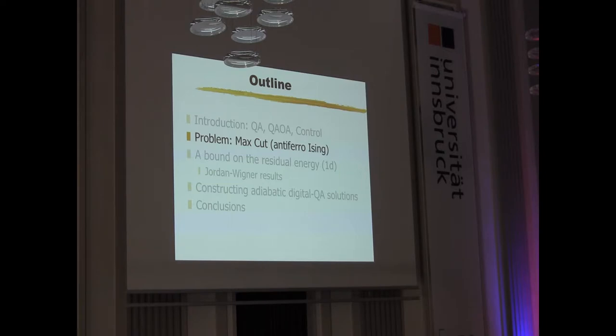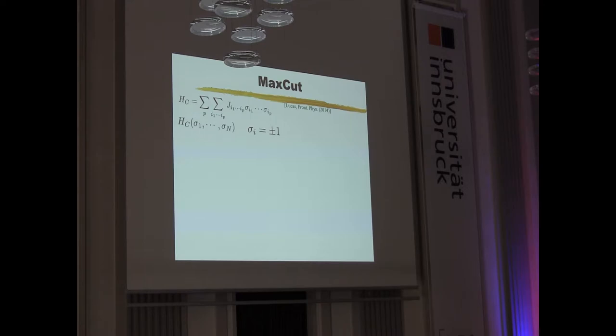Good. The problem. As you know, many, if not all, computer science problems can be formulated as some Ising interactions of different orders, with binary variables. The problem I'm discussing is called MaxCut: you have a graph, the black nodes, you have some edges, and you want to label the nodes with plus one and minus one, or black and white, in such a way that the number of edges you have to cut to separate the differently labeled nodes is maximum.